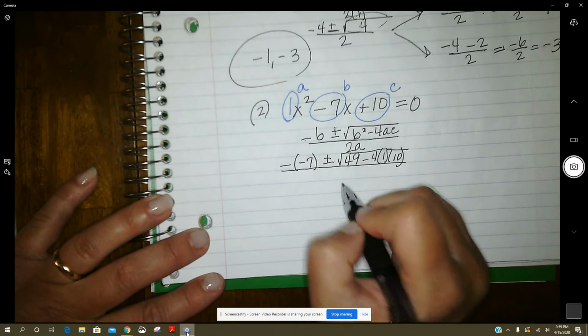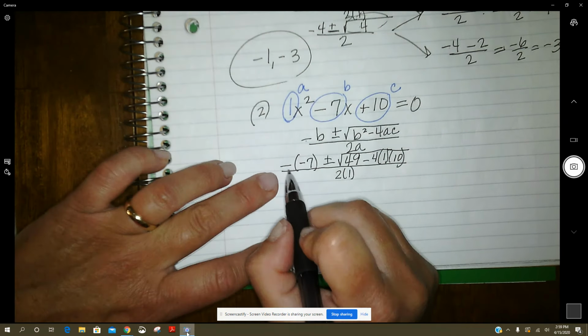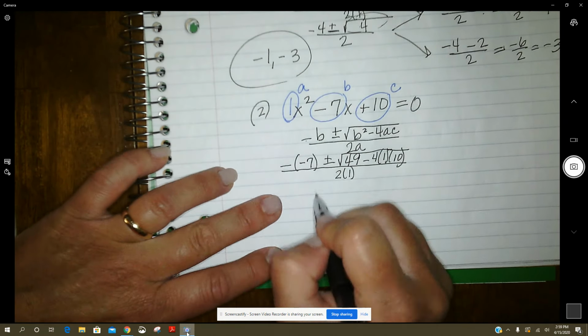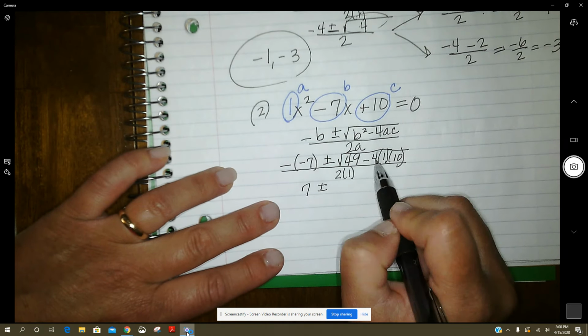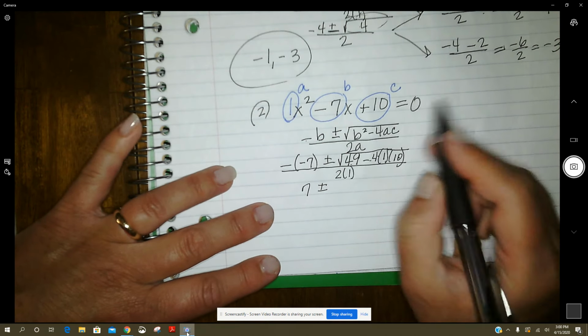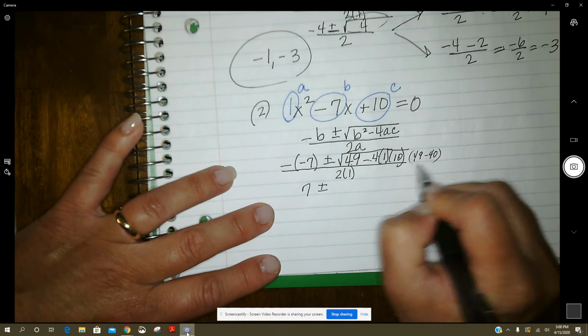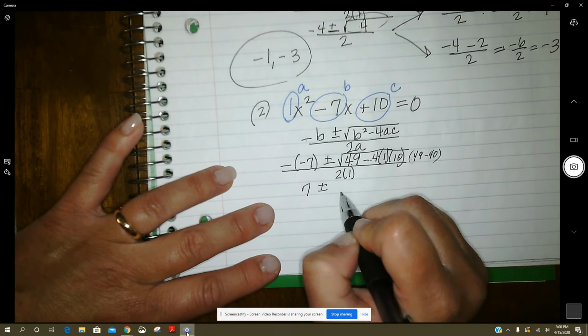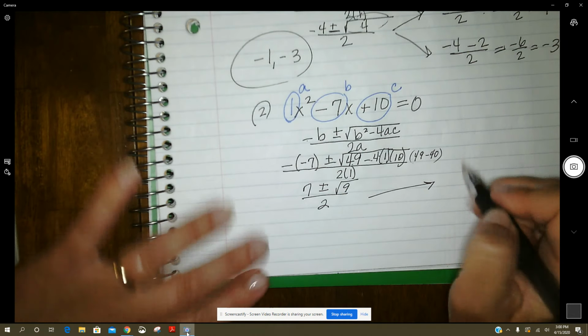All divided by 2 times 1. All right, let's go do a little bit of simplifying. This negative and -7 becomes a +7, plus or minus 49 minus 4 times 1 is 4 times 10 is 40. So what is 49 minus 40? Sometimes I like to put that over there on the side so I know what I'm doing. I get a square root of 9. Nice. All right, 2 answers.